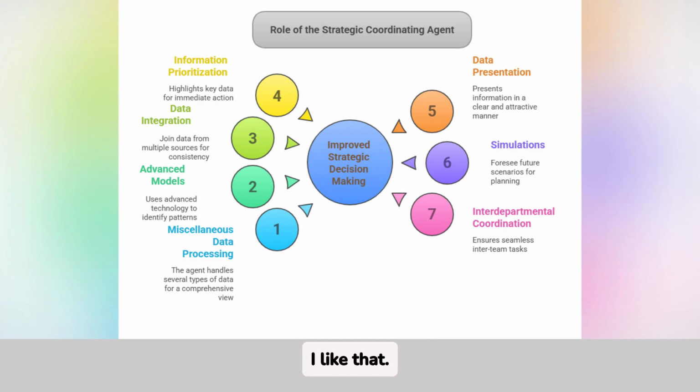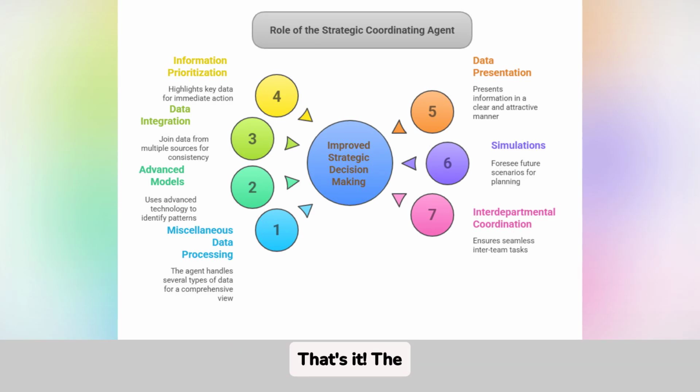I like that. Because many times we have a lot of information, but it is scattered. And information without context is useless for making decisions. It's like having pieces of a puzzle, but without the whole picture. That's it. The strategic coordinator makes sure that the whole system has coherence and that you, as a manager, see what you need when you need it.